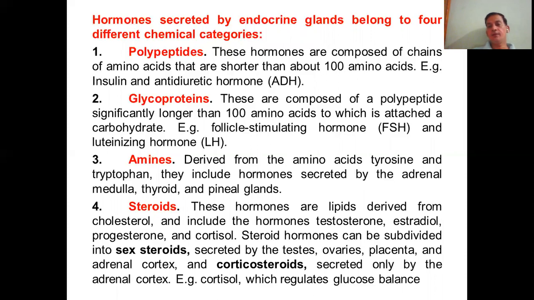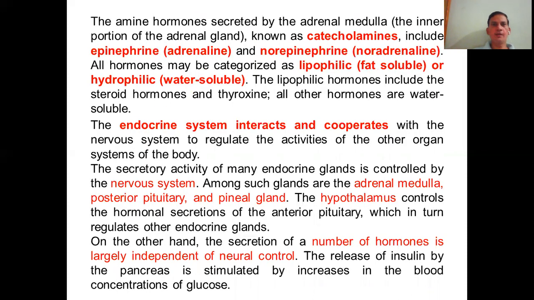So cortisol is one example, which is secreted by the adrenal cortex and regulates glucose balance. The amine hormones secreted by the adrenal medulla are also known as catecholamines. These include epinephrine and norepinephrine.